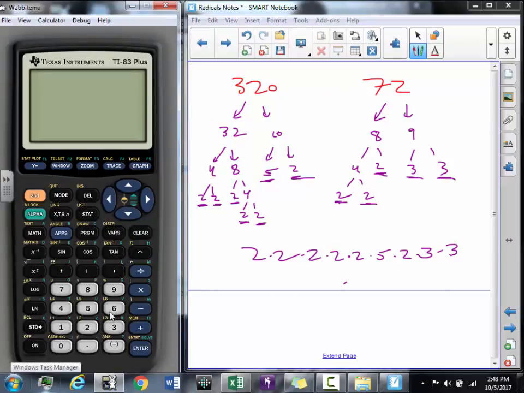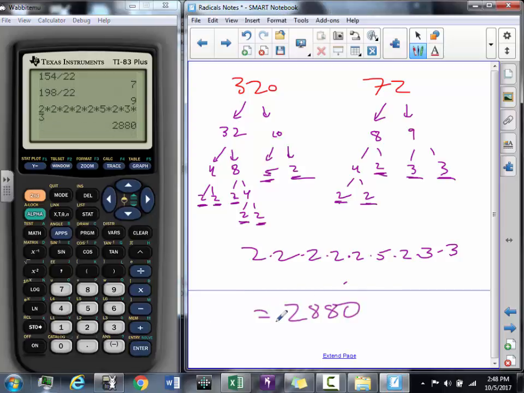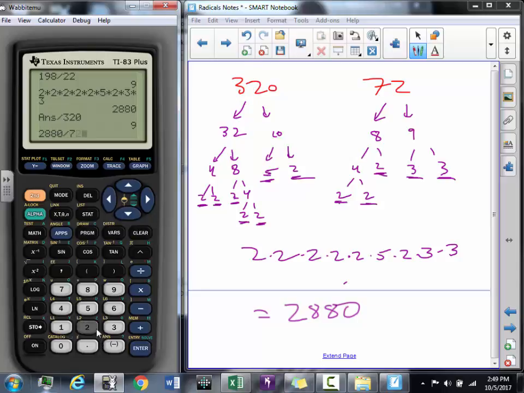So 2 times 2 times 2 times 2 times 2 times 5 times 2 times 3 times 3. I got this. Anybody else get 2880? Yeah. Okay, here's how I can check, by the way. Take 2880 and divide by 320. The 9th number on the list would have been this one here. So if I did the list, I would have had to at least go 9 numbers deep here. If I took 2880 and I divided it by 72, it would have been the 40th number on the list.